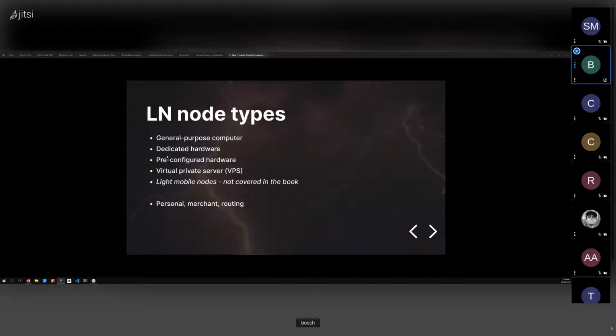It's not covered in the book, but a light mobile node is essentially still a Lightning node type. And then the categories, which is also something that isn't mentioned in the book, are the different kinds of Lightning Network nodes that exist in the network. These are loose definitions, nothing concrete and not a standard, but generally you have personal Lightning Network nodes, merchant Lightning Network nodes, and routing Lightning Network nodes. Technically they're all the same, but it's just how the individual chooses to use that node and what its purpose is.